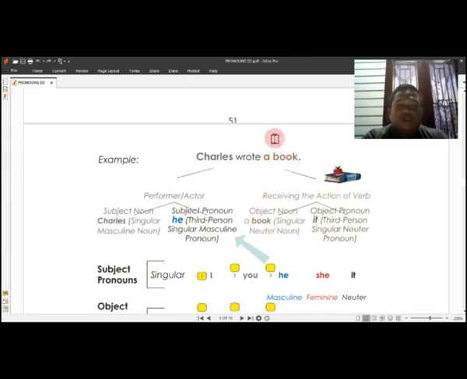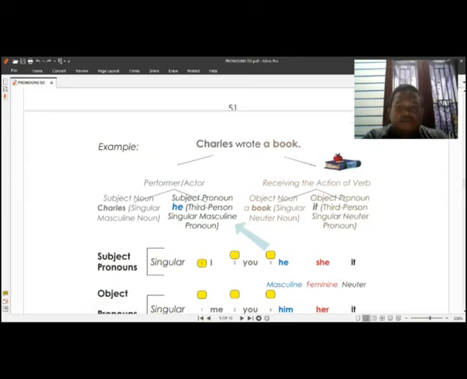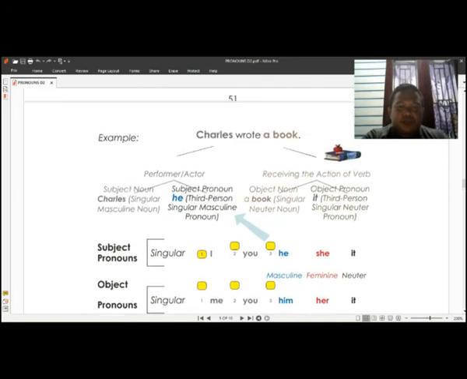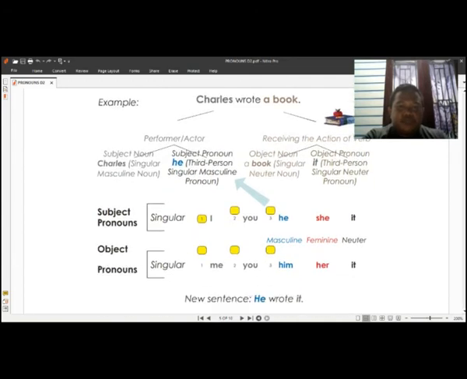So if we transform them by using the pronouns, it will become: he wrote it. Charles becomes he and a book becomes it. The verb stands still. So the new sentence becomes he wrote it.